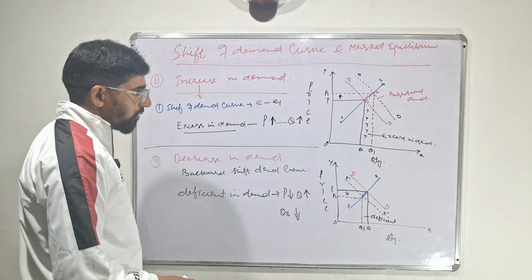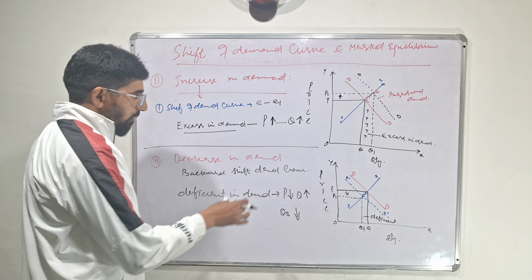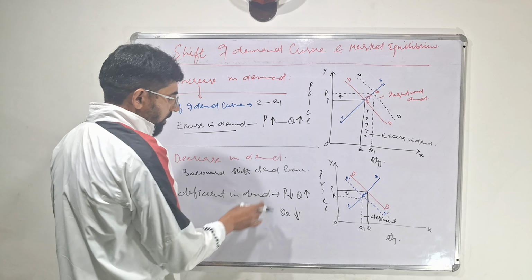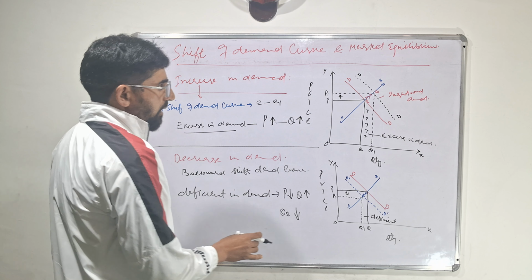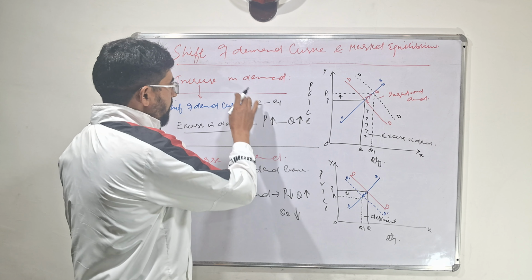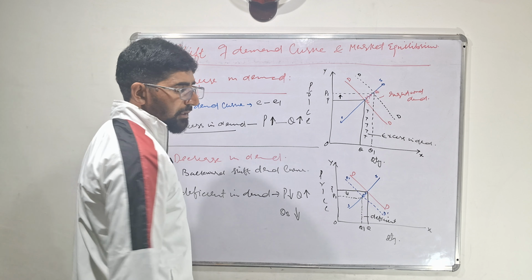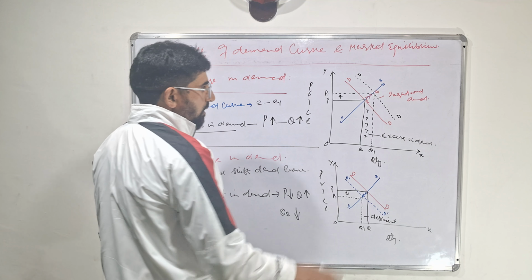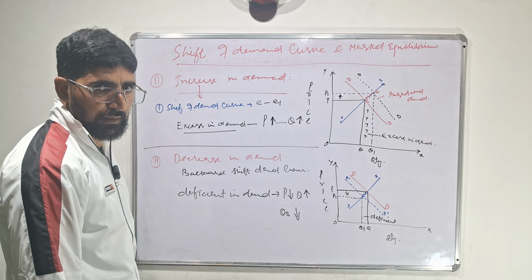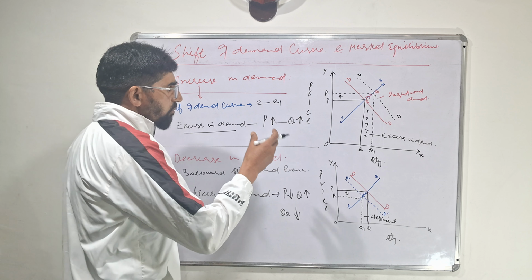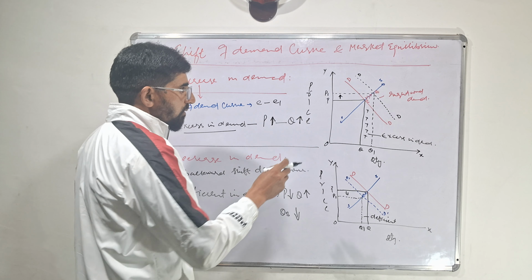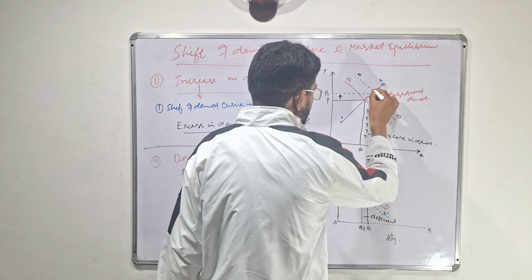Now, to conclude, what will be the effect of an increase in demand? What will be the effect of a decrease in demand? Simply, you can write, in case of an increase in demand, there will be excess in demand. Excess in demand will lead to an increase in price. When price increases, this will definitely lead to an increase in quantity supply. This situation will continue till we reach equilibrium point E1.